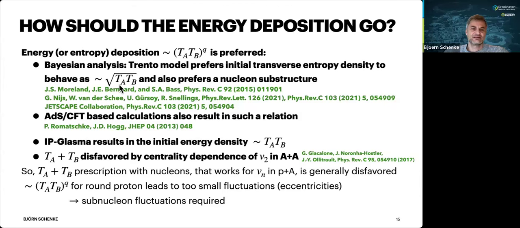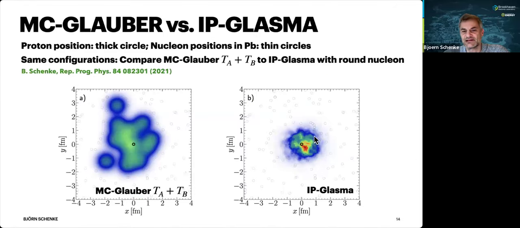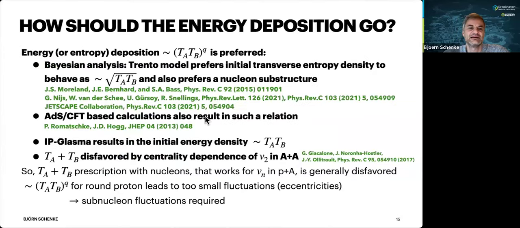It's a little bit more complicated. It can go from TA plus TB to the square root of TA times TB and everything in between. And what all these analyses find is that the square root of TA TB is preferred. And that also prefers a nucleon substructure, because otherwise it will look more like this. As soon as you take a product, or the product to some power, you will follow the proton shape. And if the proton is round, your eccentricities will be too small in this case.